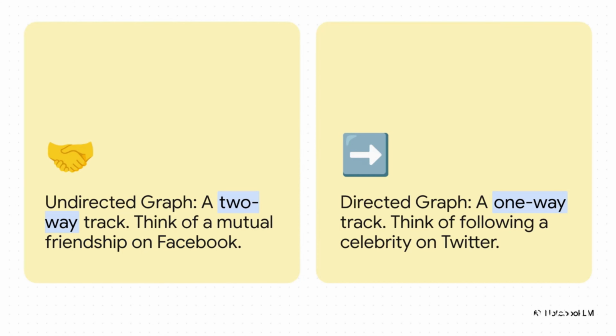Now it gets interesting because not all tracks are created equal. You have what are called undirected graphs. The easiest way to think about this is a Facebook friendship. If we're friends, the connection goes both ways. It's a two-way track. But then you have directed graphs. These are one-way streets. Think about following a celebrity on Twitter. You follow them, but that doesn't automatically mean they follow you back. The connection only goes one way.